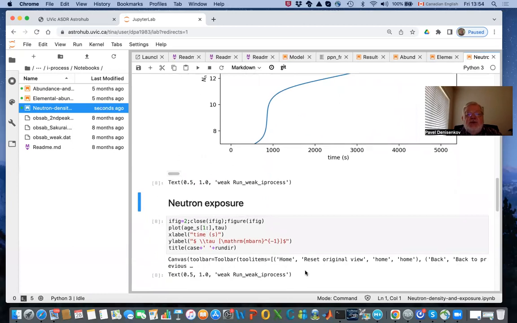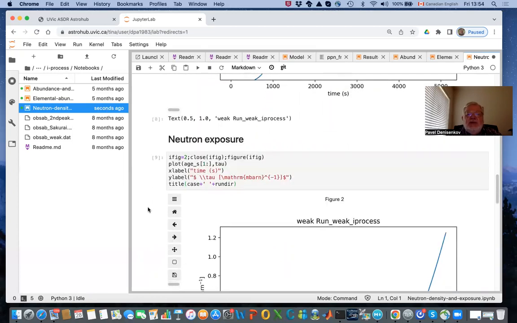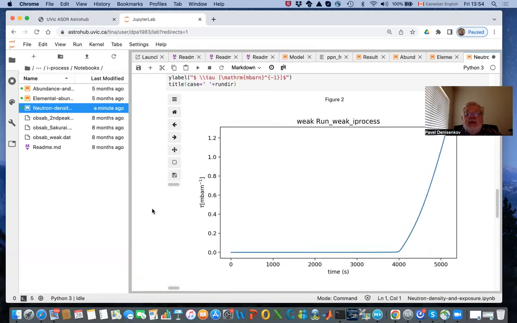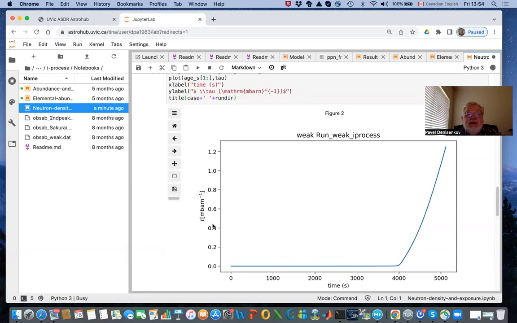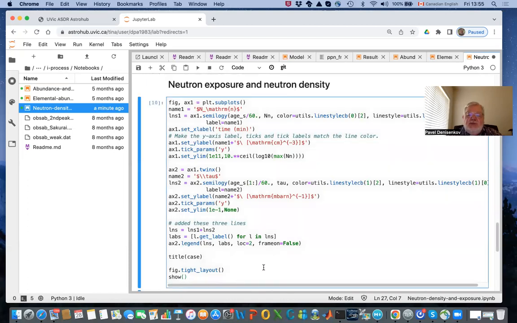Okay, now neutron exposure. Neutron exposure is the time integral of neutron density times neutron thermal velocity. So this is neutron exposure as a function of time, again in seconds. Neutron exposure is usually measured in inverse millibarns. You can see the maximum neutron exposure reached in our computations was about 1.2 inverse millibarns. And finally, neutron exposure and neutron density in one plot.